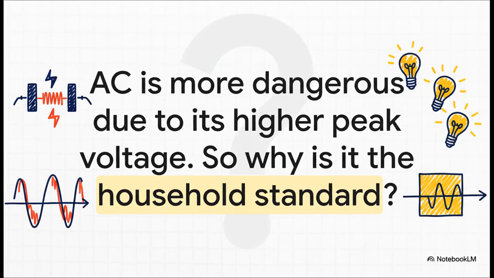And that leads to one final, huge question. If a 220-volt AC line is actually hitting peaks of over 300 volts, that makes it way more dangerous than a simple, steady 220-volt DC line. So why on earth did this more dangerous type of electricity win the Great War of the Currents to become the standard in all our homes? Well, that is a fantastic story for another explainer.